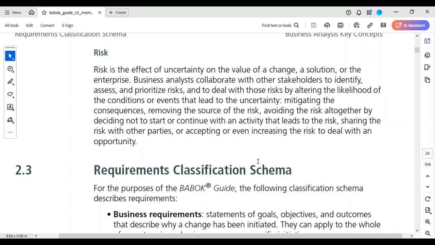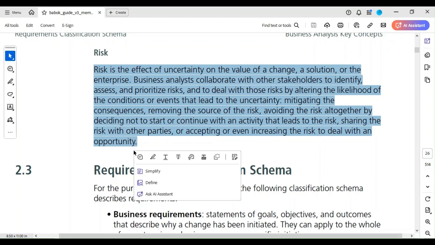Business analysts collaborate with other stakeholders to identify, assess, and prioritize risk, and to deal with those risks by altering the likelihood of the conditions or events that lead to the uncertainty, mitigating the consequences, removing the sources of the risk, avoiding the risk altogether by deciding not to start or continue with an activity that leads to the risk, sharing risk with other parties, or accepting or even increasing the risk to deal with an opportunity. You have so much information here, and I'd advise you to underline it.